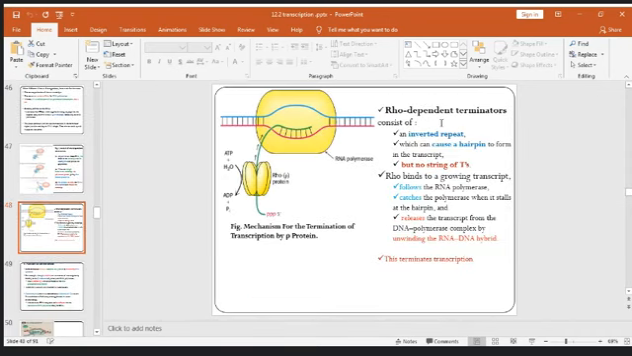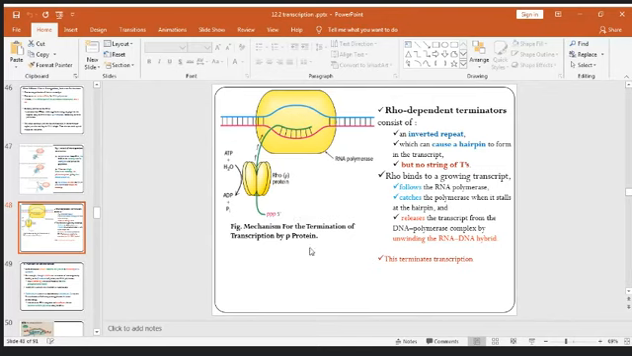So the rho dependent terminators consist of an inverted repeat, which can cause a hairpin to form in the transcript. As I told you, the hairpin structure is formed mostly in the area where there is a linkage between DNA and RNA that is rich in uracil and adenine. Adenine from the template strand and uracil from the synthesized RNA.